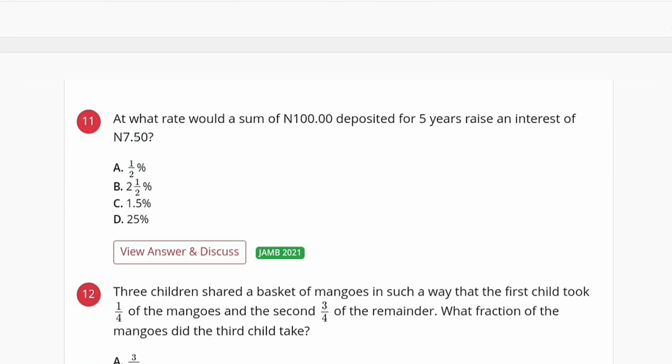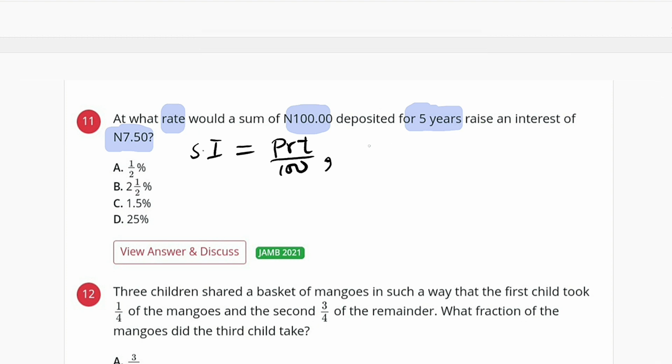Question number 11, we are asked this question: at what rate will the sum of 100 naira deposited for 5 years raise an interest of 7.5 naira? So remember, our formula is simple. Interest is equal to principal times rate times time divided by 100. But the interest is given already from the question. This is objective questions, remember. You don't have to write everything.